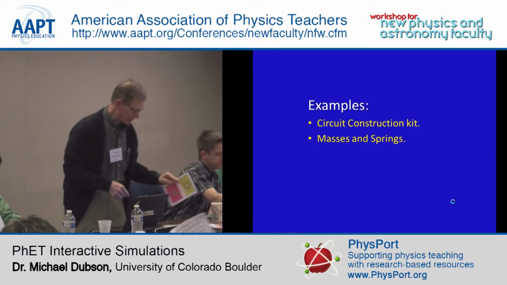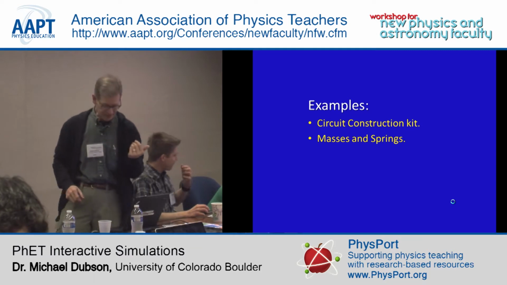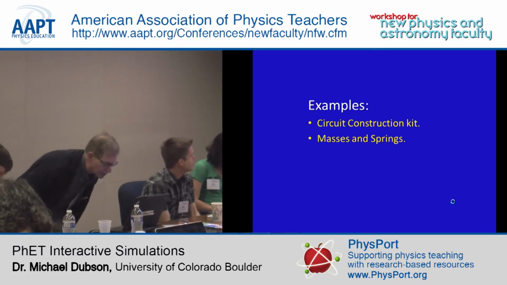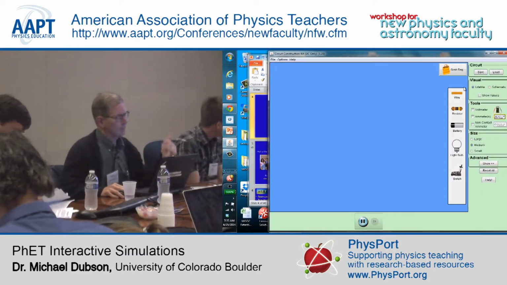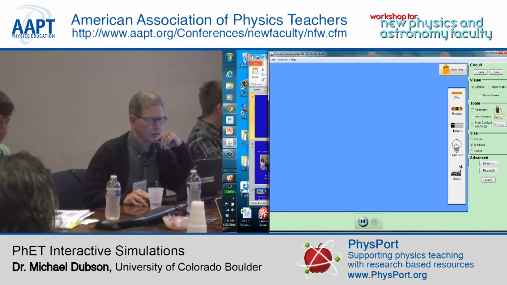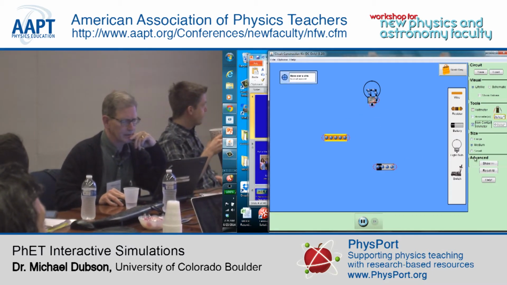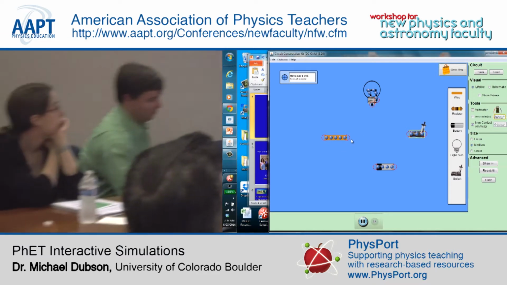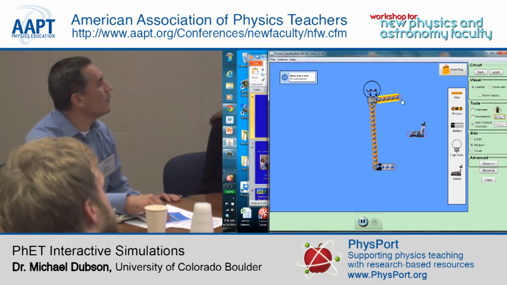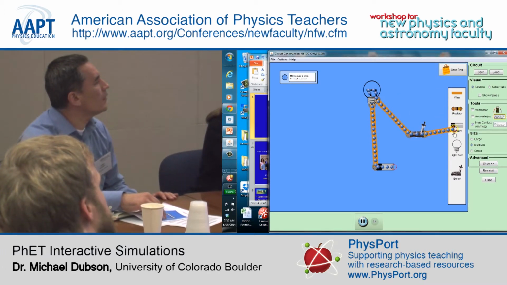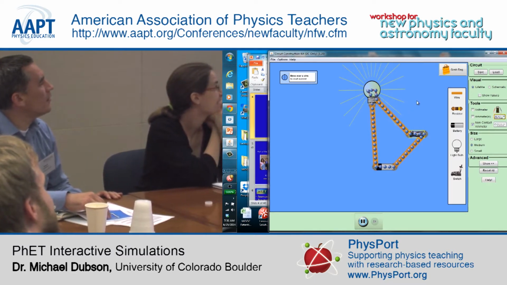So I want to start by giving you a couple of examples. I want to show you our two most popular PhET sims. They are Circuit Construction Kit and Masses and Springs. Let me go to Circuit Construction Kit here. This is just a toolbox with light bulbs, batteries, wires, and switches. I'm going to build a simple circuit here. Let me hook up the light bulb to the battery and the switch. And then I'm going to close the switch and see if the blue electrons flow. Ta-da! Okay, light bulb is on.